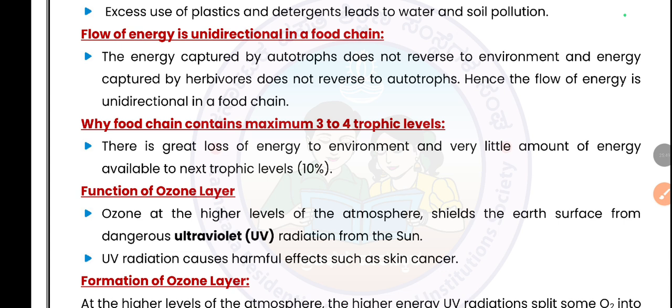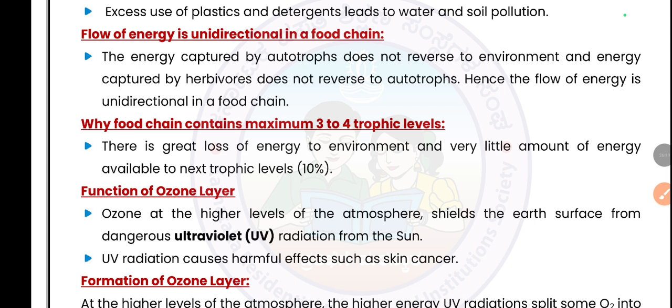Flow of energy is unidirectional in a food chain. Justify, they asked. The energy captured by autotrophs does not revert to the environment. Energy captured by herbivores does not revert to autotrophs. Hence, the flow of energy is unidirectional in a food chain.